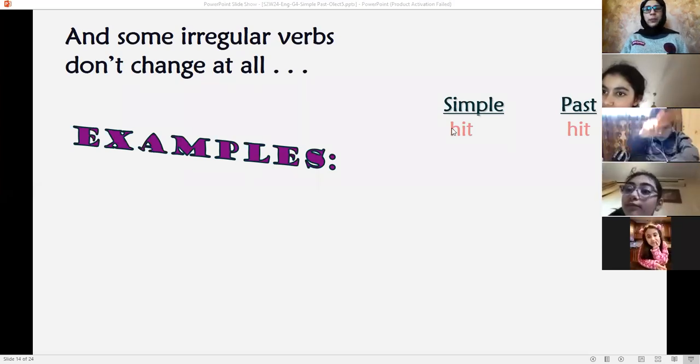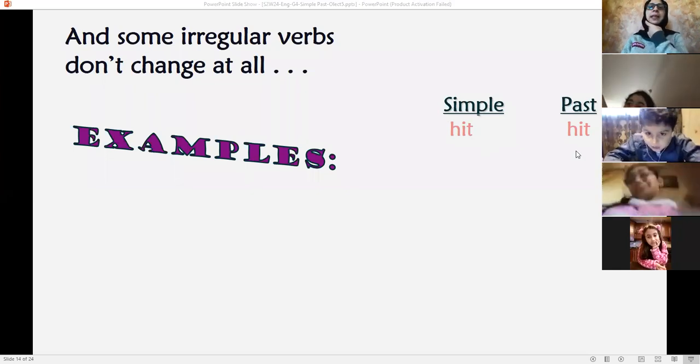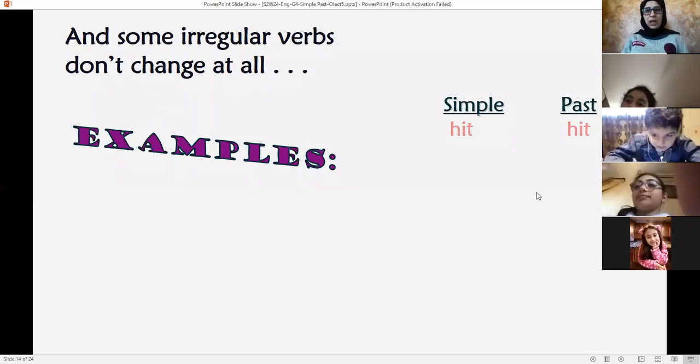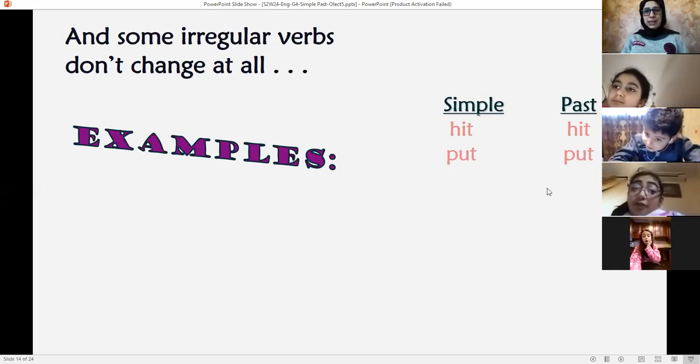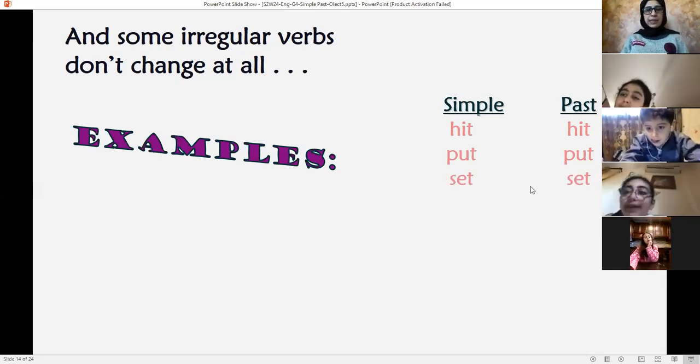Much calmer now. Past of hit is hit. It stays the same. Past of put is put. It also stays the same. Past of set is set, like set the table. Okay?